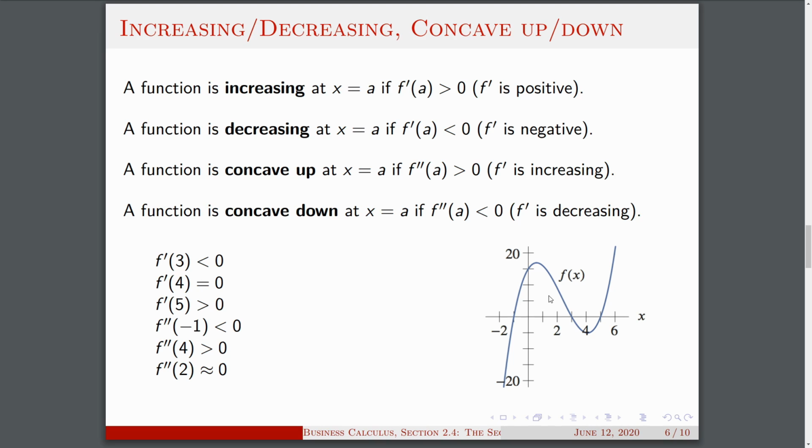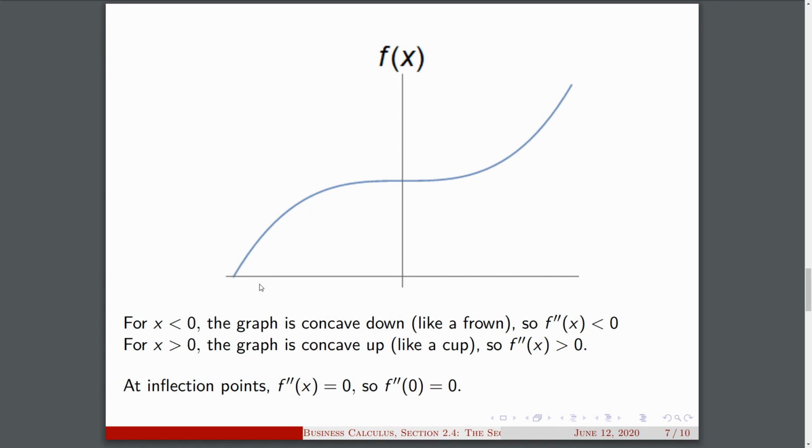For example, just to give you one more example, the same thing that we were just talking about here. So here's a function. It's basically x cubed, just translated up a little bit. And I said that for negative x values, so for the left bit, it's concave down. It's part of a frown. And so the second derivative is negative. And for the right bit, so for positive x values, the second derivative is positive, meaning that it's part of a cup.